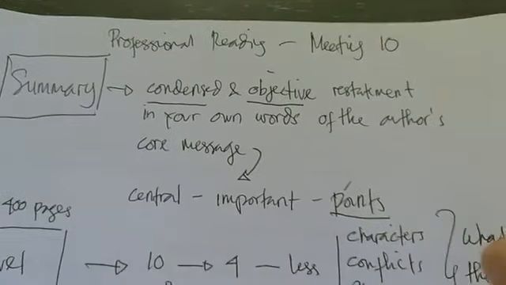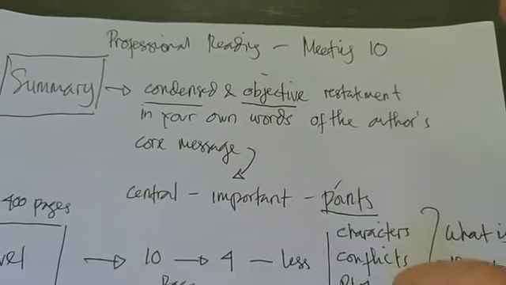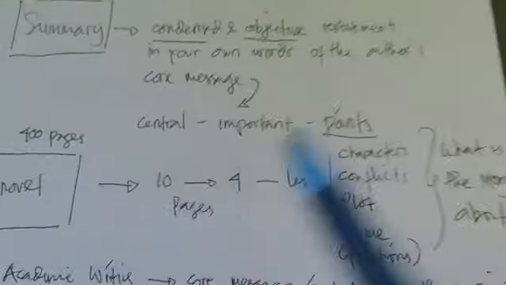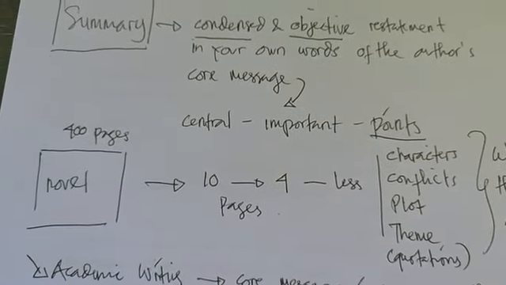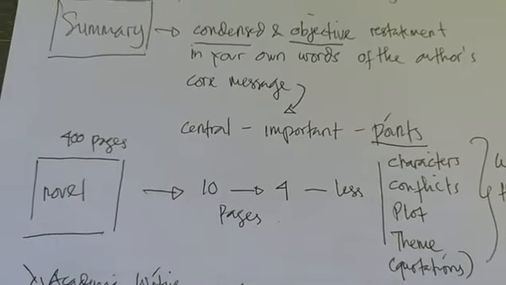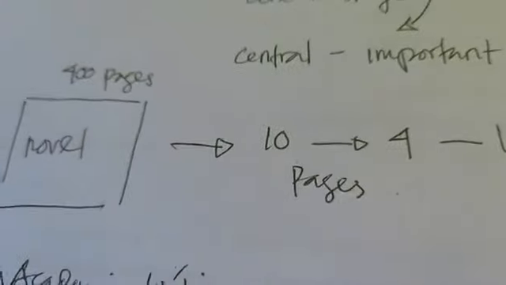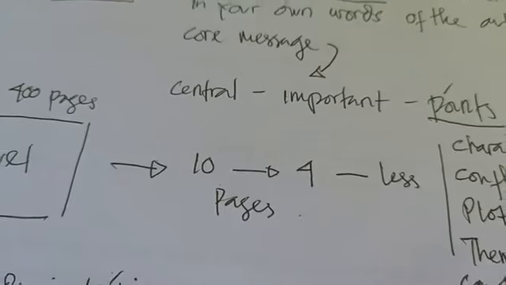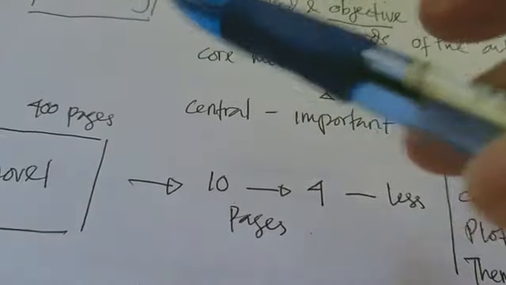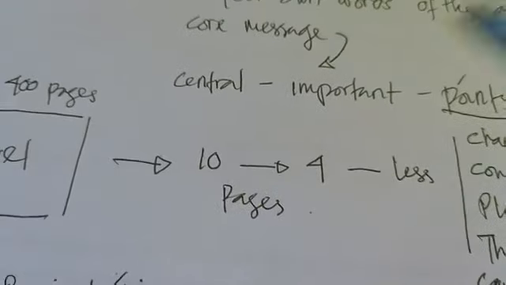You just restate it, and it becomes a new form. For example, if we analyze a novel, it becomes shorter than the original. If you read a novel which consists of 400 pages, maybe you could make a summary of the novel in just 10 or 4 pages, or maybe less than 4.